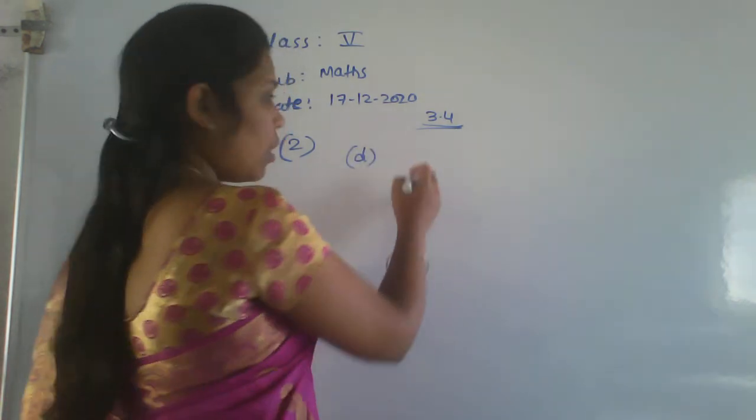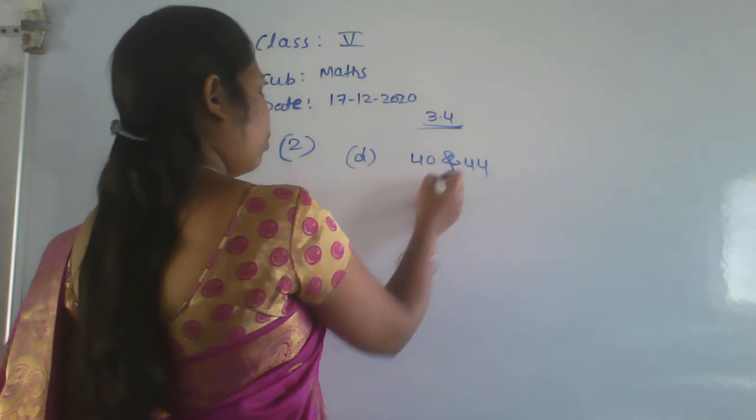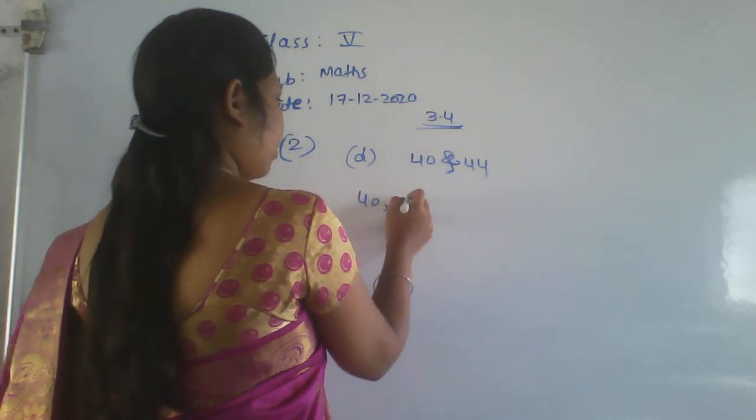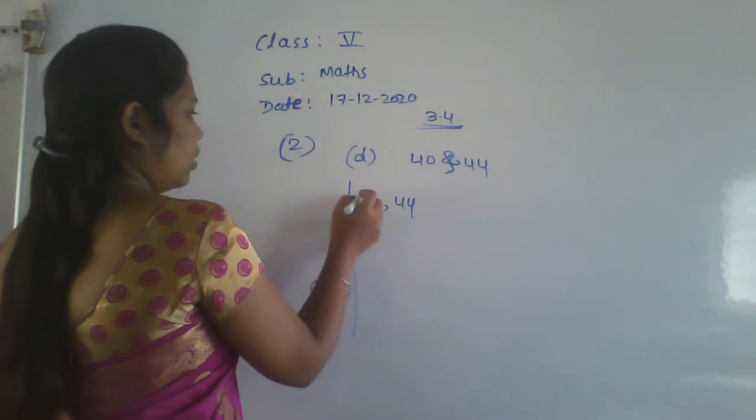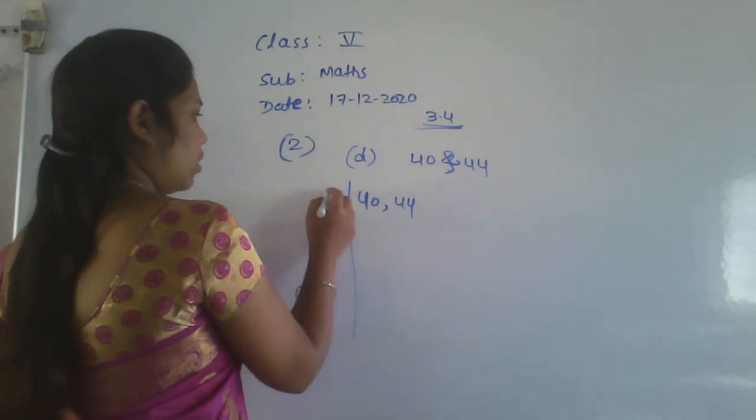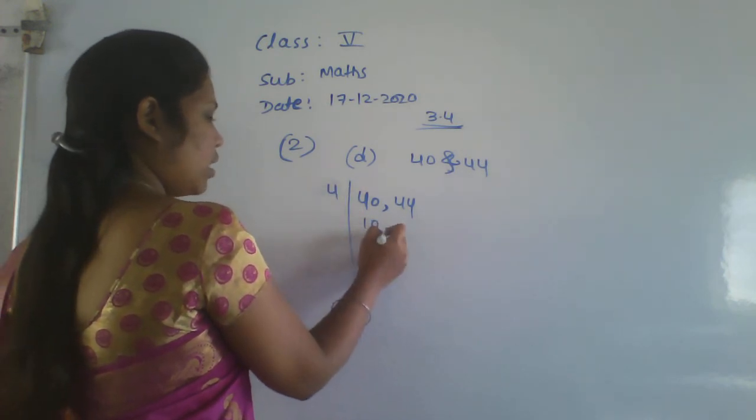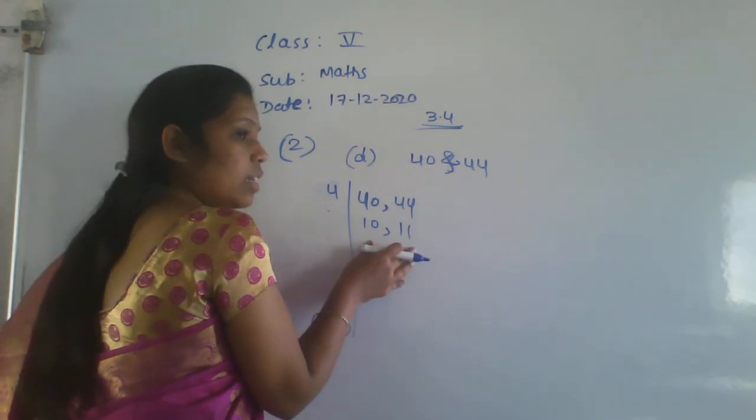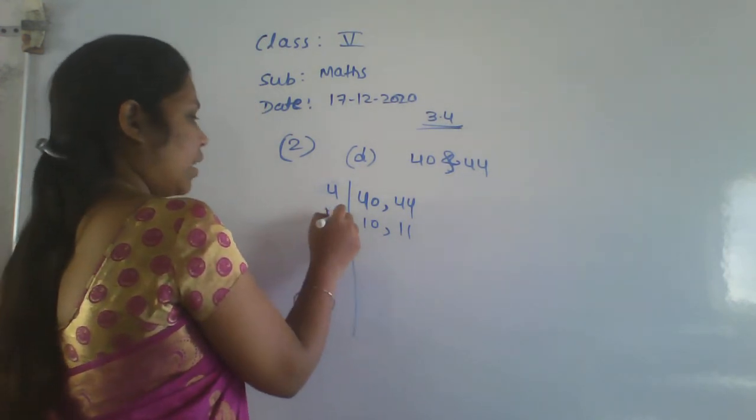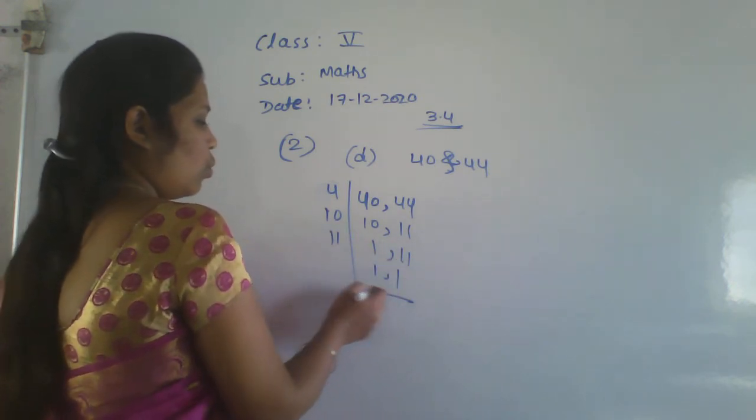Last one: 40 and 44. That is 40 and 44, so here I'm starting with 4 only. 4 10s are 40, 4 11s are 44. And next, are these in the same table? No. Then directly take it. 10 1s are 10, 11 is left and 11 1s are 11. So 1, 1 we got.